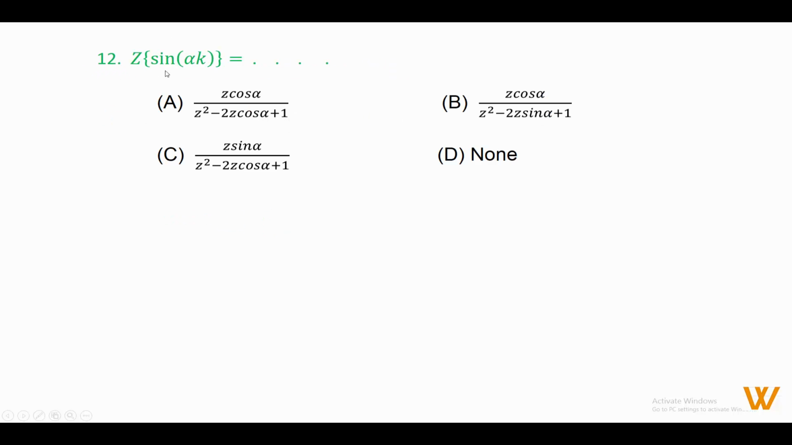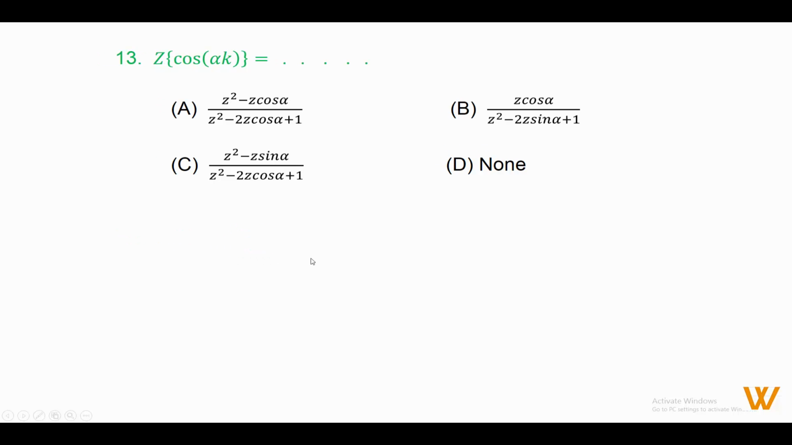Next, 12. Z transform of sine of alpha k is equal to dash. Z transform of sine of alpha k is z sin alpha upon z square minus 2z cos alpha plus 1, means answer is option C, z sin alpha upon z square minus 2z cos alpha plus 1.